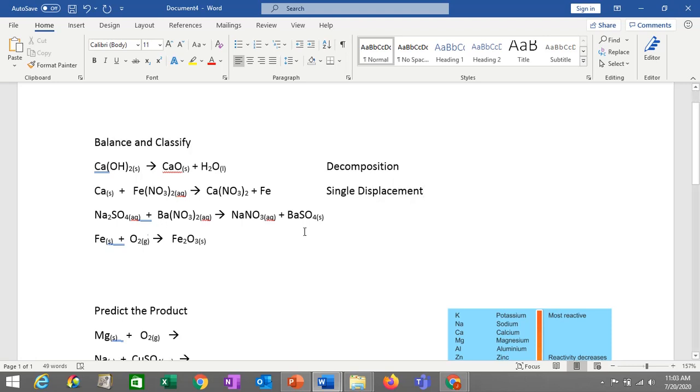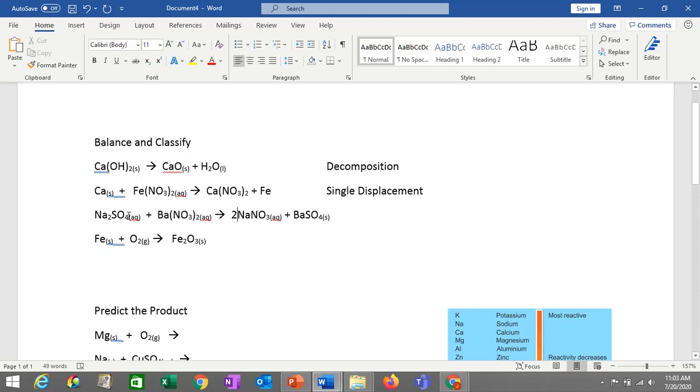Okay. I have here Na2SO4. This one is actually going to need to be balanced. I have two Na's on this side, but only one on that side. So I'm going to put a 2 there. I have one Ba, one Ba, one S, one S. I have two N's, right, because I put a 2 there. I have two NaNO3s, so I've got 2 N's there.